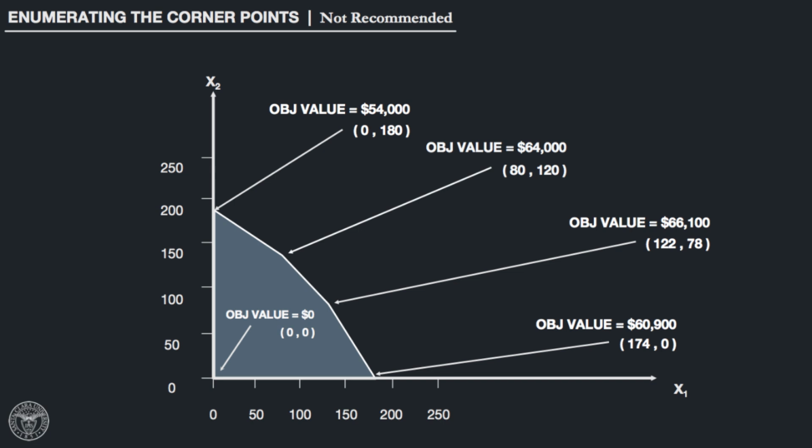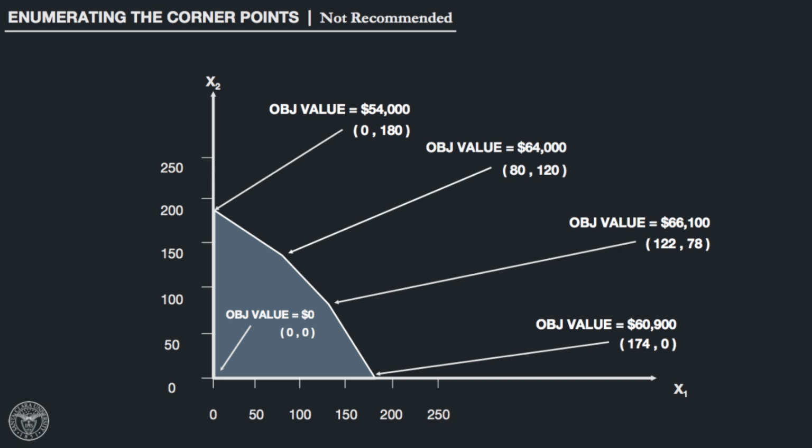So there's one approach for us to solve for the optimal solution. Given that we know the optimal solution must happen at one of these extreme points, we just need to put those 5 points into the objective function, and we get the optimal value. For the point (0, 180), we get 54,000. For the point (80, 120), we get 64,000. For the point (122, 78), we get a value of 66,100. For the point (174, 0), we get the value of 60,900. Of course, for the (0, 0) point, we get 0 for the objective value.